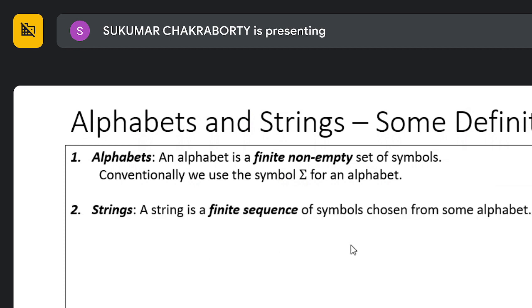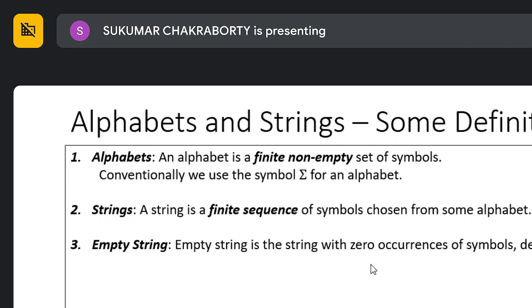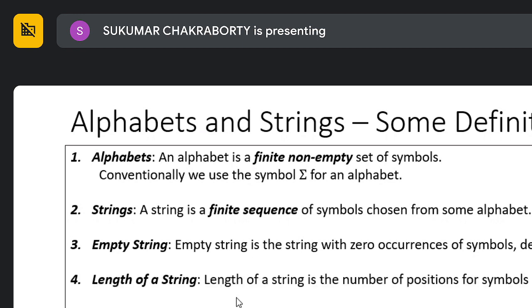Then string. A string is a finite sequence of symbols chosen from some alphabet. This you all can understand. Then the empty string is the string with zero symbols. It's like the empty set. The empty set is a set with cardinality 0. Similarly, the empty string is a string with 0 symbols or length 0. Length of a string is the number of positions or symbols in the string.